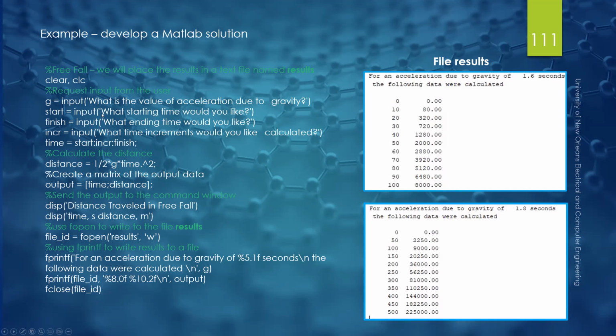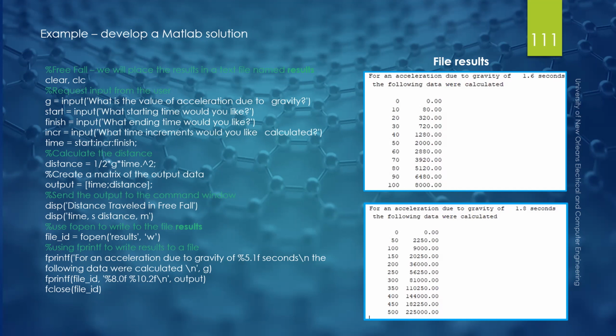We're going to ask the user to enter the starting time, and we're going to put that in the variable start. We're going to input the ending time, and we're going to put that in the variable finish. Then we're going to input the time increments that we want to calculate the information on. And we're going to put that in the variable incr, and we're going to create then a time vector that goes from start to finish in increments of the variable that you enter, the increments that you want to see.